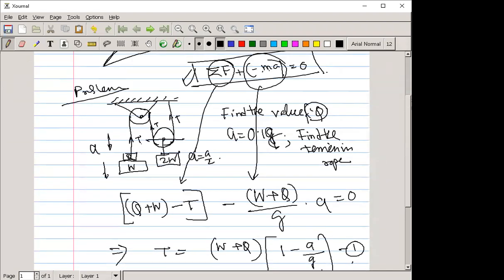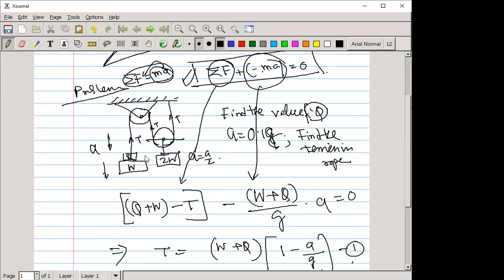See, D'Alembert's principle said the summation of all forces; Newton's second law says the summation of all forces is equal to mass into acceleration. D'Alembert said that if we put this mass into acceleration on this side, then we get this equation. So we have to use this equation to solve this type of problem.